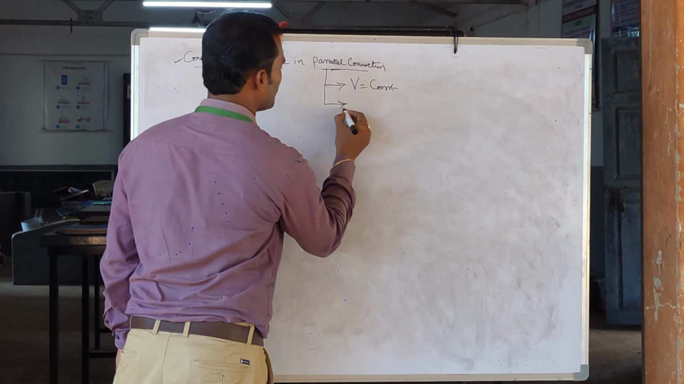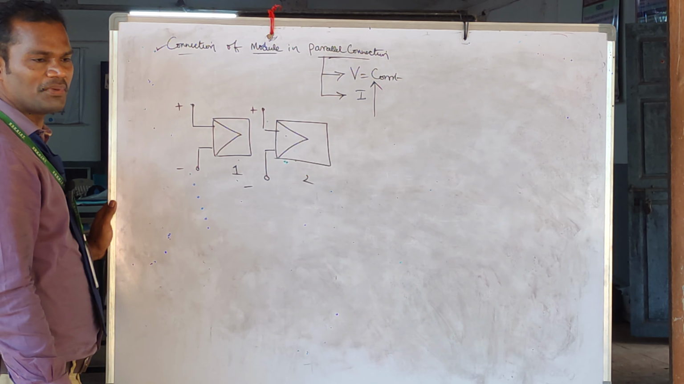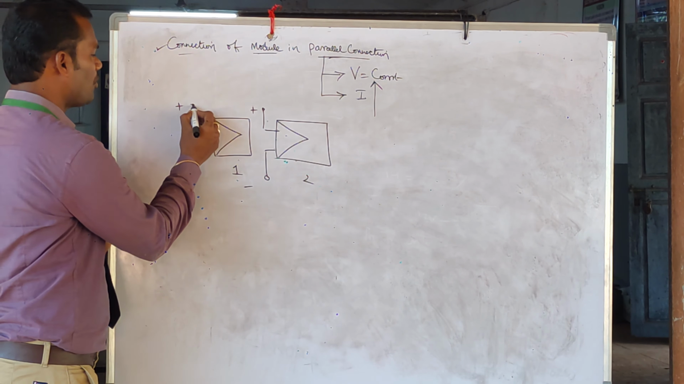So you are going to have the solar panels like this, and you are going to have one positive terminal like this, and one negative terminal like this. This is the positive terminal of one panel, this is the positive terminal of the other panel, this is the negative terminal of one panel, this is the negative terminal of the other panel. So how to connect them in parallel? Join the positive of one terminal to the positive of the other terminal.